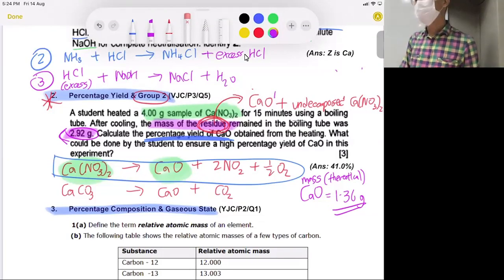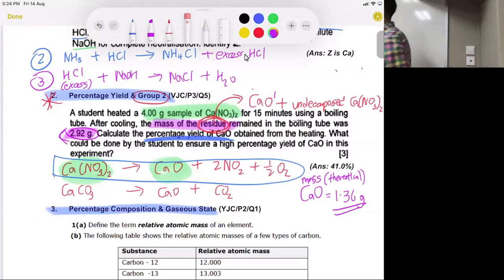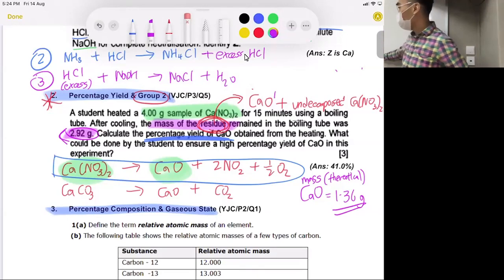The extra is the calcium nitrate, right? So 1.36 by right is the maximum. Okay, but actually this part didn't have 1.36 by the way. The 2.92 didn't have the 1.36 because this is the theoretical one. You cannot claim to me that 1.36 of calcium oxide is hidden within the 2.92. Okay, because this is in theory. In actual fact, we don't have that.